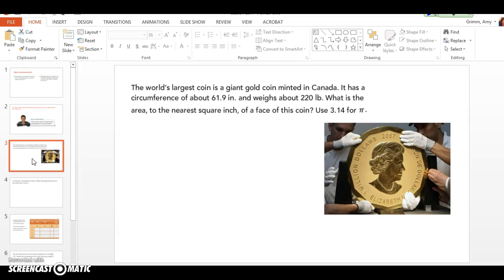All right, how are we going to figure out the area to the nearest square inch, then, if we know the circumference?